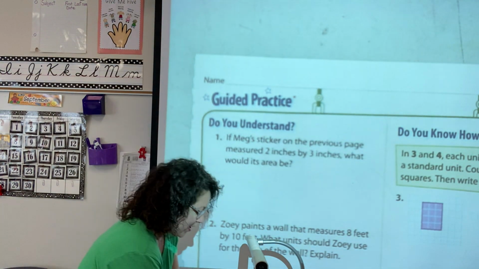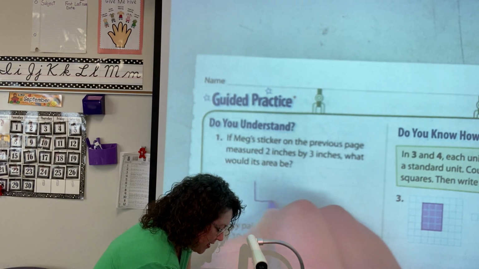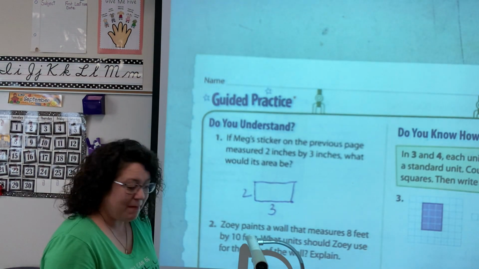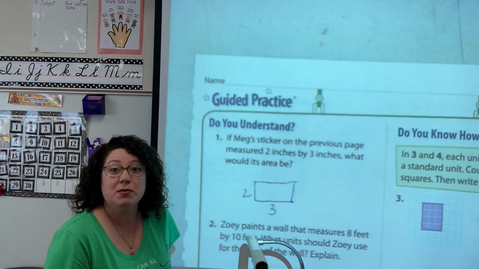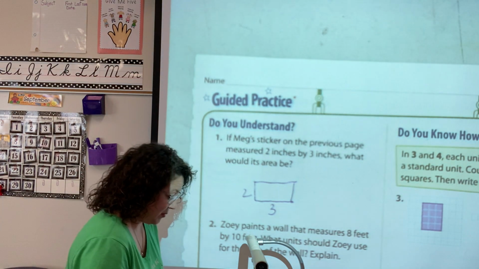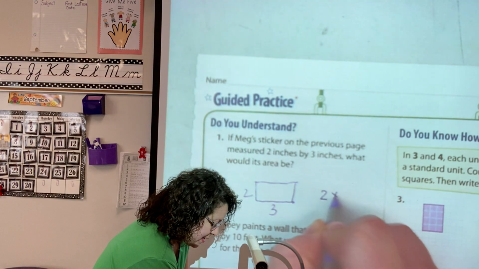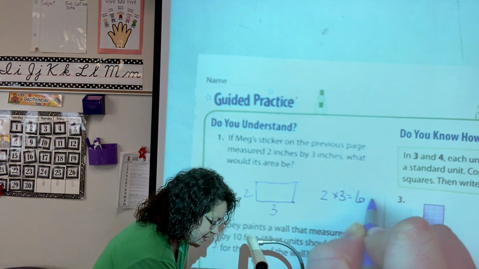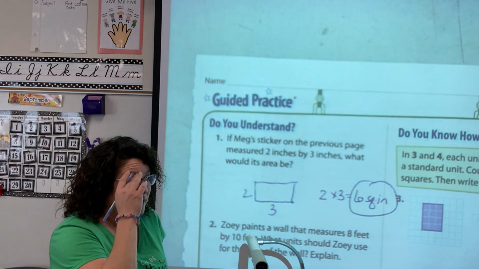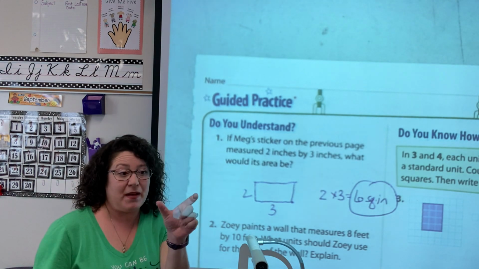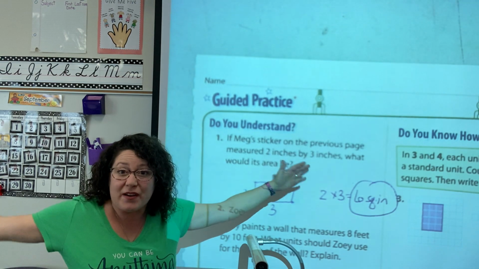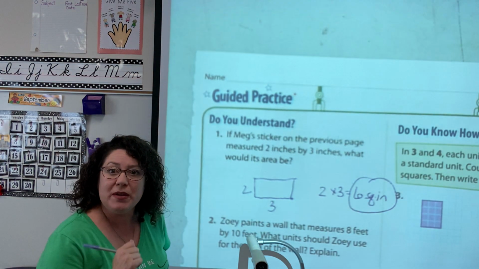So if I had a sticker that was 2 inches and 3 inches, what would it measure? Would it be 5, because 2 plus 3 is 5? No, when we find area, we use multiplication, okay? So it would be 2 times 3 equals 6 square inches. You always have to have that unit of measurement, because 6 square inches is only about this big, but if it was 6 square feet, it would be much bigger. So you always have to label it. Square, SQ period, IN period.